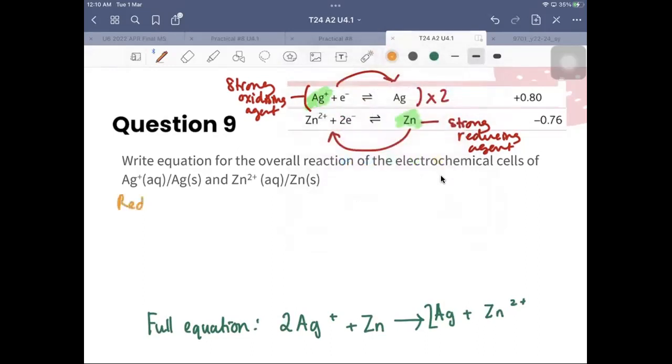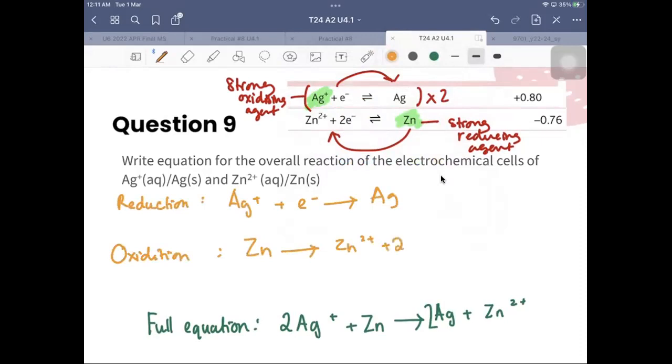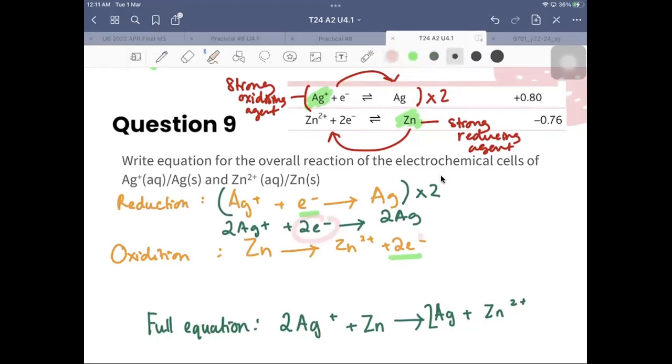Start with reduction. Reduction is the forward reaction, Ag+ plus electrons to form Ag. And oxidation is zinc being oxidized to Zn2+ plus 2 electrons. And again, my electrons are mismatched. So I have to multiply this by 2. This becomes 2Ag+ plus 2 electrons to form 2Ag. So only because you now have the correct number of electrons, you can add them. You cancel out any electrons that are the same on both sides. You should get this final equation.